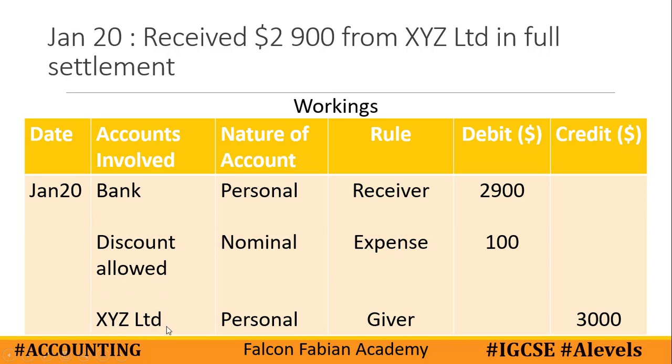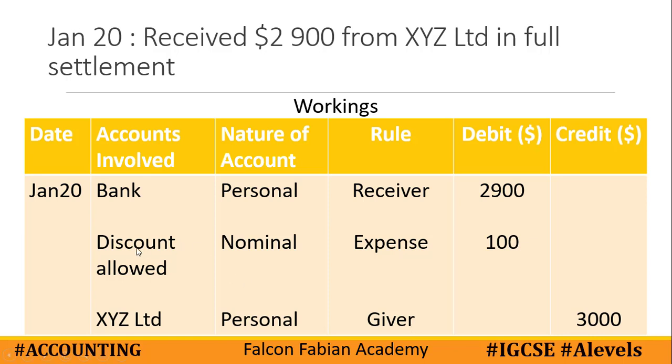Now the third account is account of XYZ Limited. So XYZ Limited is a business, therefore the rule for personal account is going to be applied, and XYZ Limited is giving or is the giver of money to the business. Therefore XYZ Limited's account needs to be credited by 3,000. Why? Because the rule is debit the receiver and credit the giver.